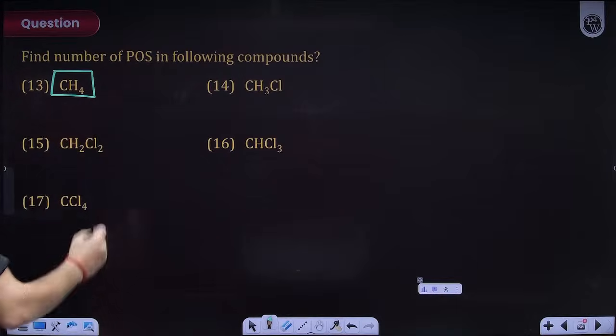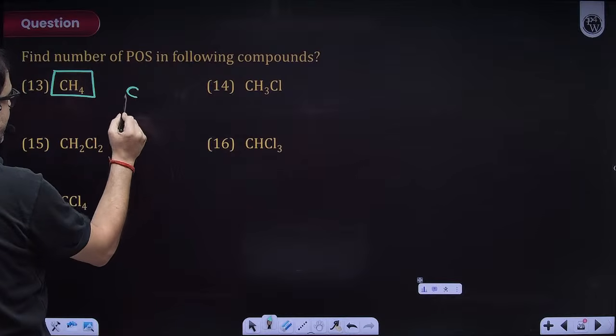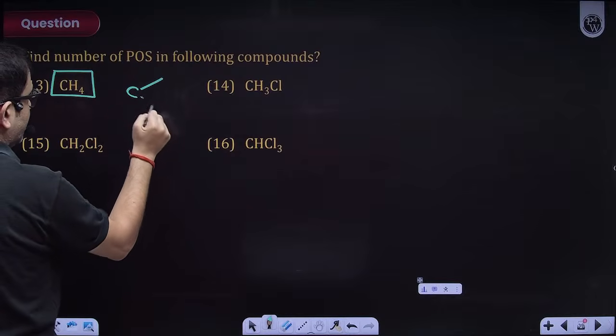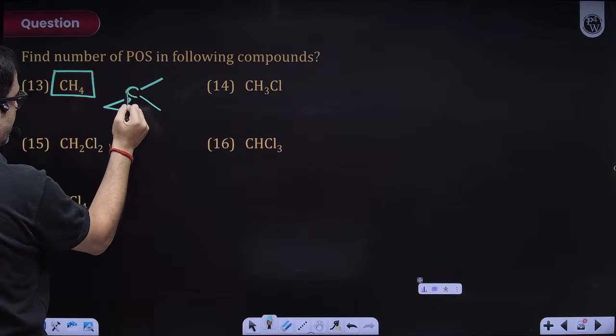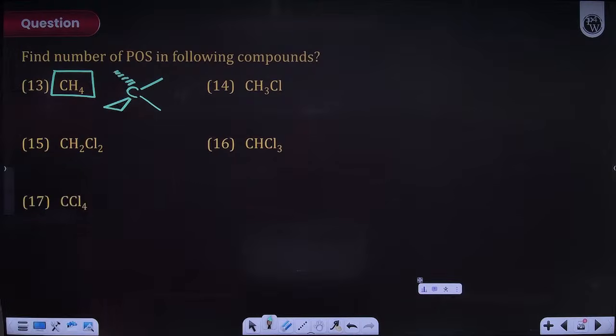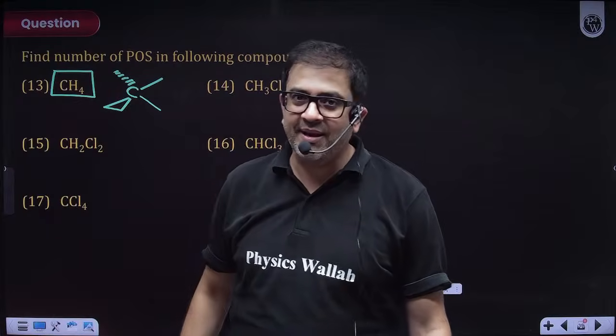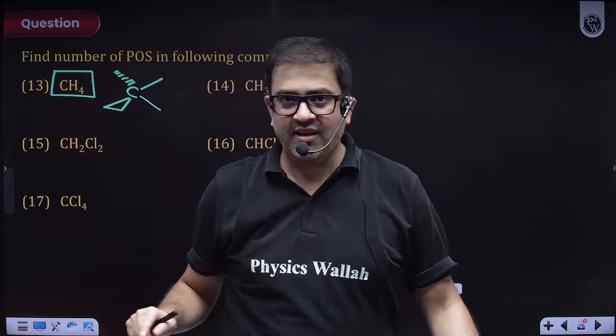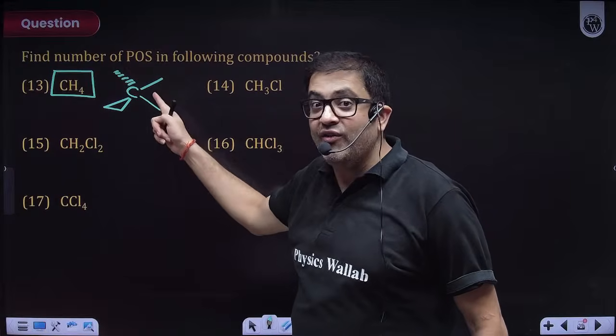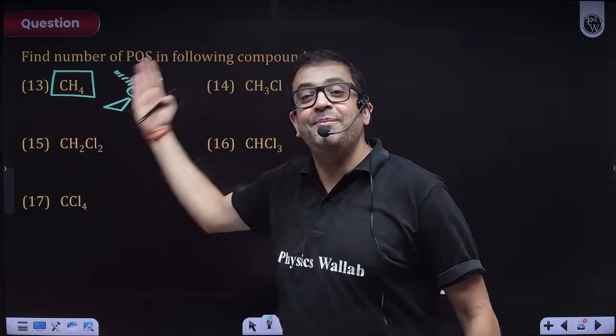Sir, come on yaar. Methane we know, sir. It is a tetrahedral system, sir. So 2 bonds in one plane, 1 bond outside the plane, 1 bond inside the plane. We know in tetrahedral, 2 bonds will always be in the same plane. Sir, cut along that plane.